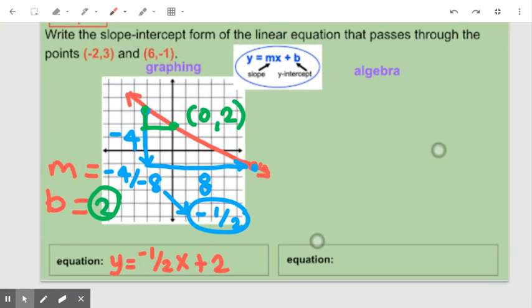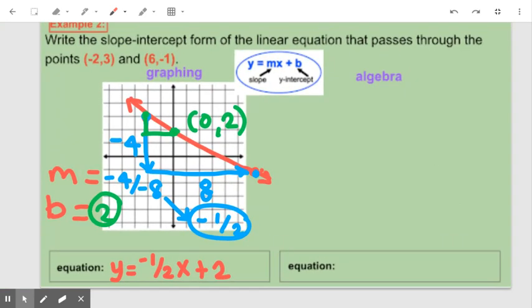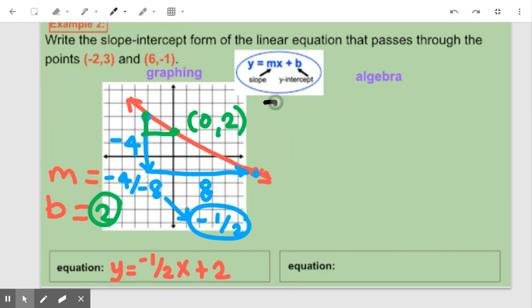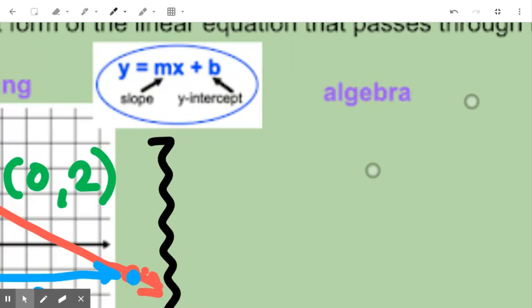Okay, so I look at my graph and I can tell my slope and my y-intercept. And again, that's one great way to do this problem. But we have to have another method because sometimes you can't graph, or sometimes it doesn't cross at a nice place. So we have to have another way to do that. So we're going to start with our algebra. We still need to get the slope and the y-intercept.